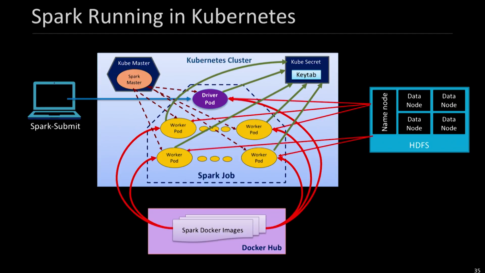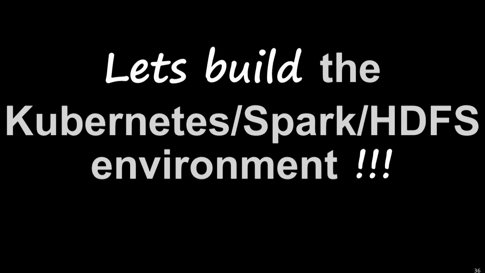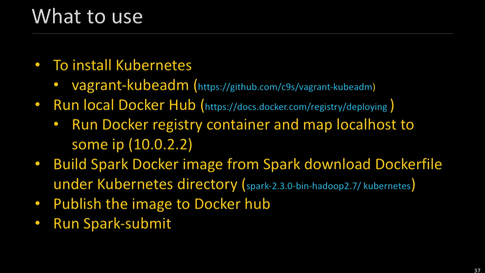So this is how, in a nutshell, you are going to design the Kubernetes cluster which is going to talk to HDFS. You basically need a Docker Hub or repository to get access to the Docker image. You probably need a secret in most organizations because your HDFS is Kerberized. And you need to have a Spark client installed to do the Spark submit. That's all. So now, let's build the Kubernetes Spark HDFS environment and see how to build one.